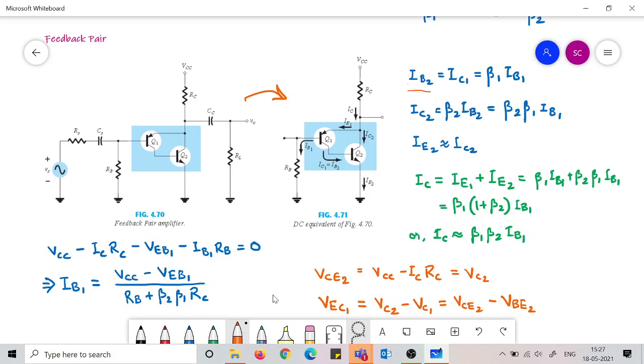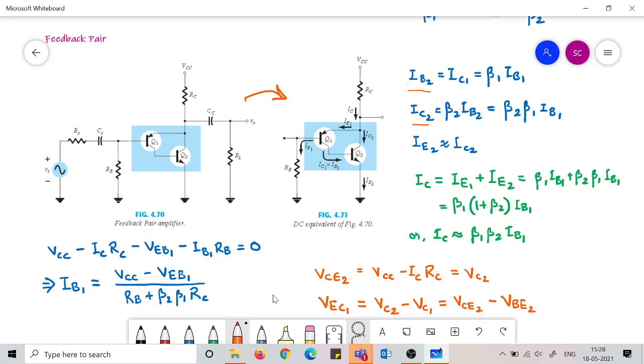Then IC2 would be beta times IB2. Now these betas are different: the first one has beta 1, the second one has beta 2. So effectively IC2 would be beta 2 beta 1 IB1. And IE2 is almost equal to IC2. So this is the current that is passing through.